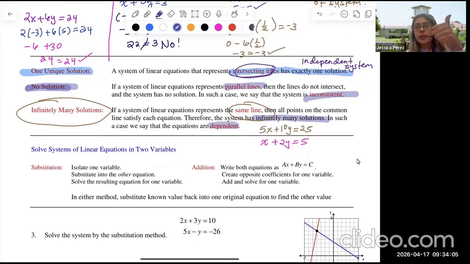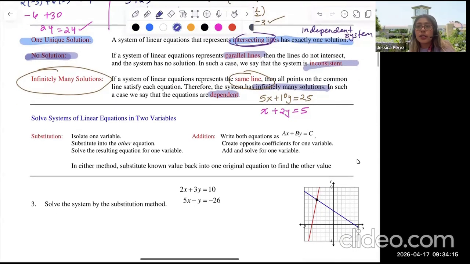So you can have one solution, no solution, or infinitely many. Those are the three potential cases you can have for a system of equations. Now, how do we actually solve a system of equations? There are two methods in this section that we're going to have to learn. There is the substitution method, that's method one. This is one way to do it.